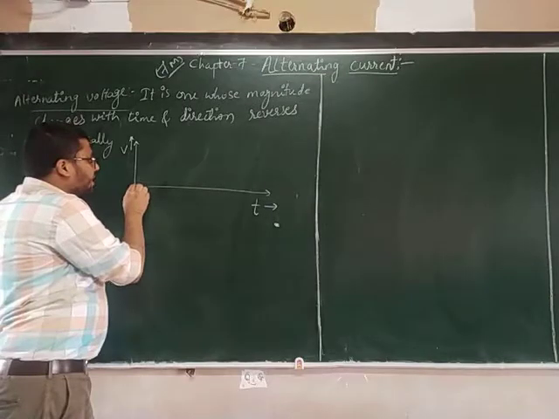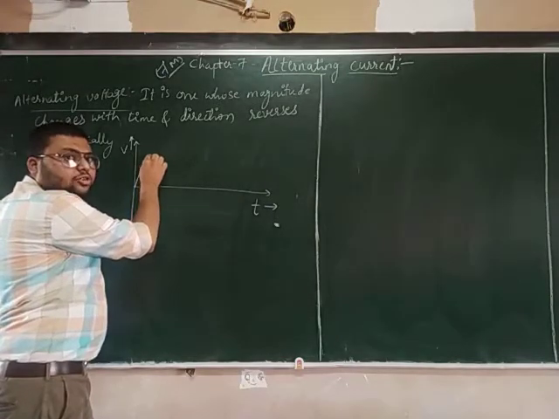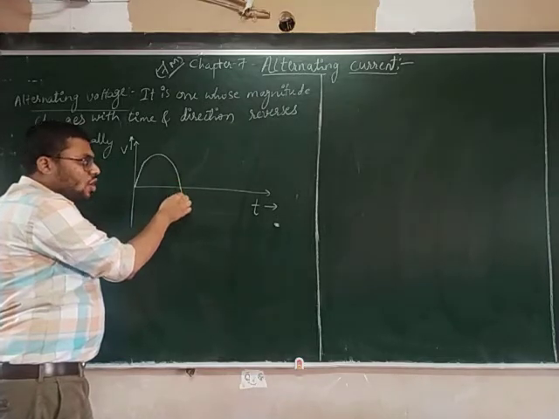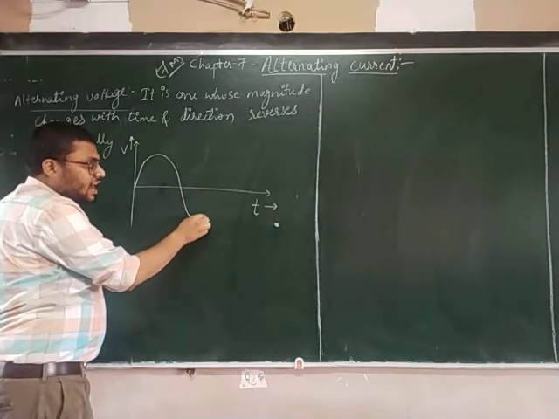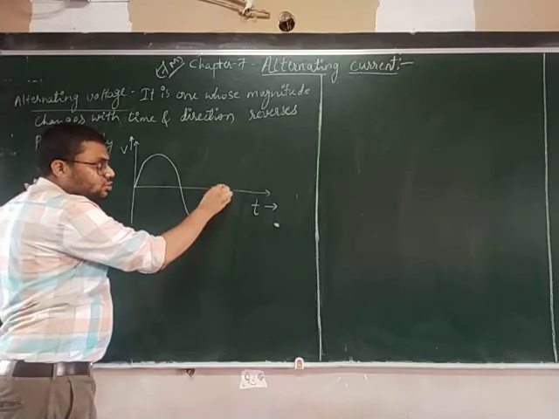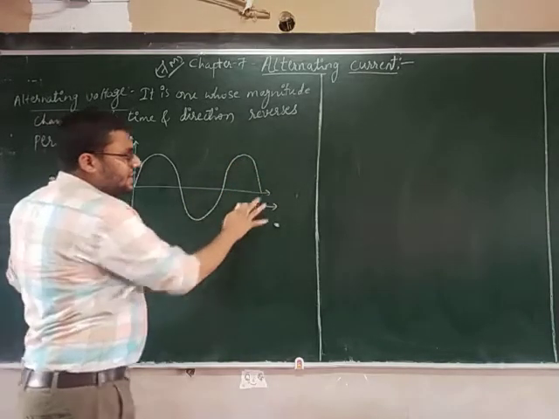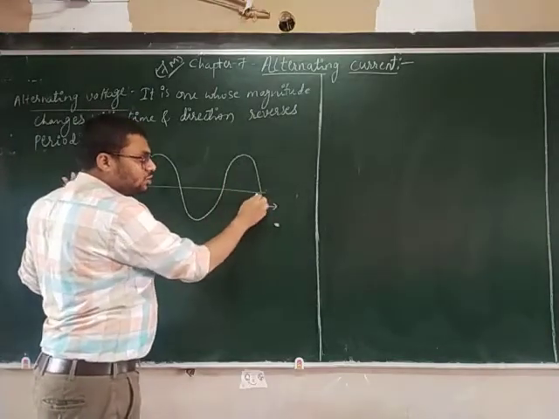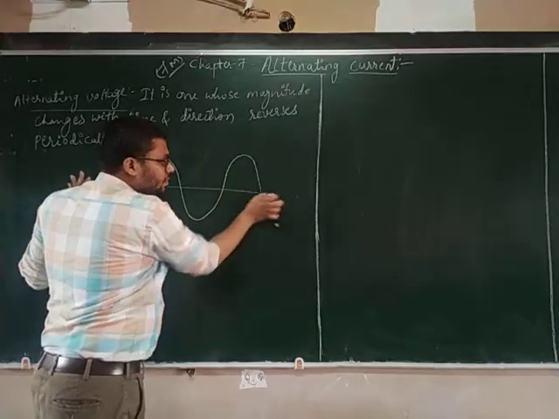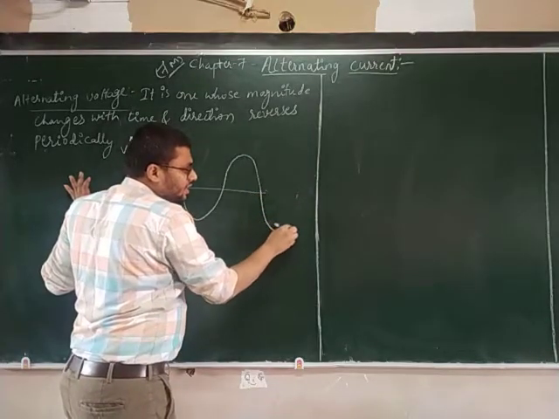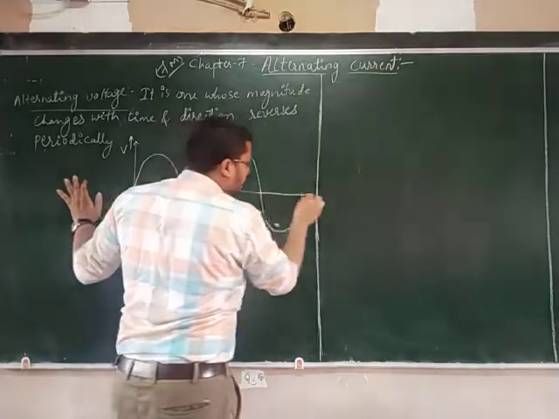So for the first half cycle, voltage is going to travel in one direction and again it will reach up to 0, and next it will go in the opposite direction, again it will reach 0, and then again in the earlier direction and reach 0, right? And again here in the opposite direction.